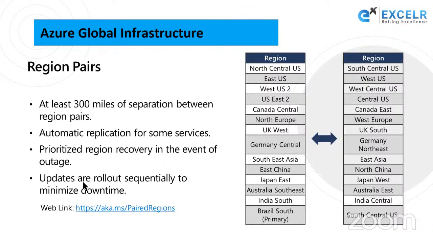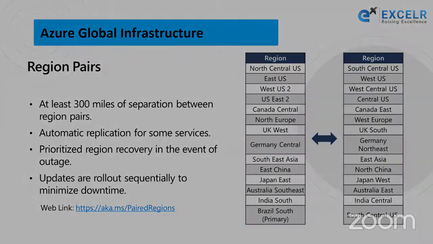I was telling about that. Yes, it is going to prioritize any kind of region recovery in case of any event failure. If you want to look at the latest details about the region pair, here is the link for you.